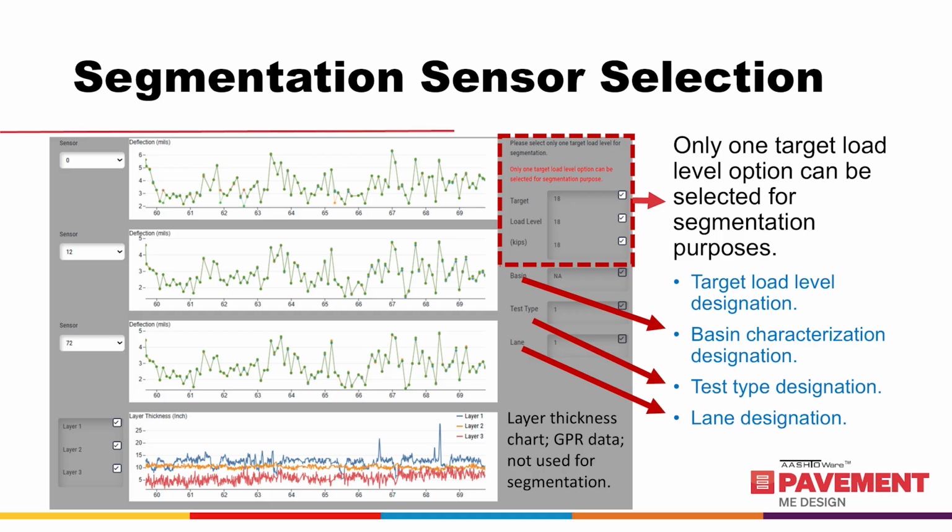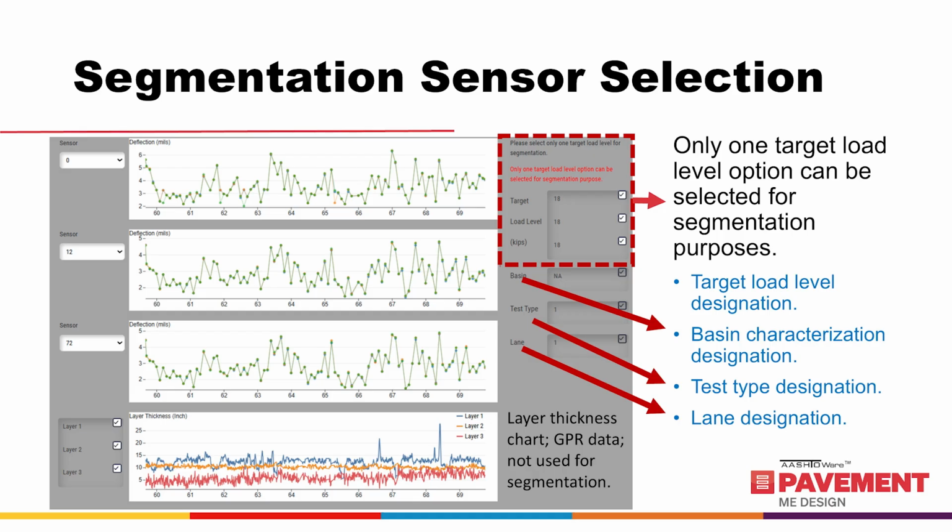4 other input variables or data designations are included on this screen that can be used in segmentation. The first is the target load level. All target load levels are displayed or included on the screen so the user can visually see how the different drop heights or target loads impact the deflection measured at a test point and along the project. However, only one target load level is used for segmentation, so the user must uncheck those target load levels that will not be used. The red note will continue to appear on the screen until just one target load level is selected.